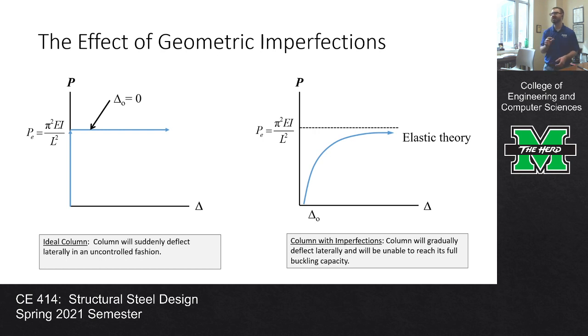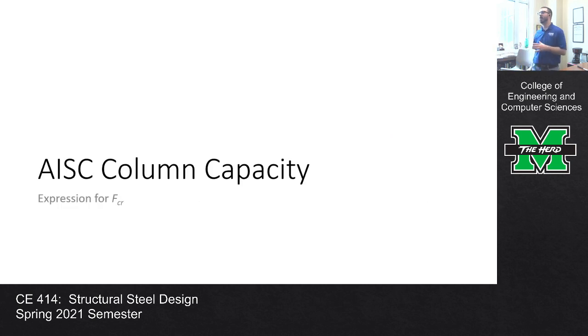But if that column possesses a little bit of initial out of straightness or out of plumbness, it's not going to behave like that. It's going to deflect a little bit more gradually, but as that load increases, the deflection's going to get worse and worse, and it's going to be unable to reach the full buckling capacity because of that initial imperfection. And it always exists. There's always an initial out of straightness or an initial out of plumbness or both. So that is going to be present, and we have to account for that in the real world. So those are the two really big reasons why real column behavior deviates from ideal column behavior.